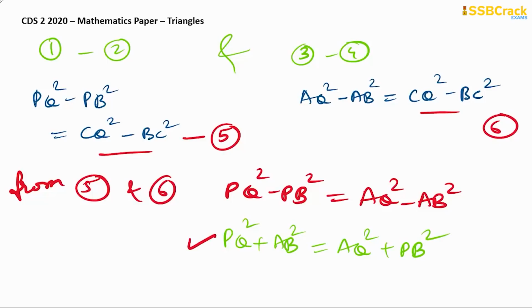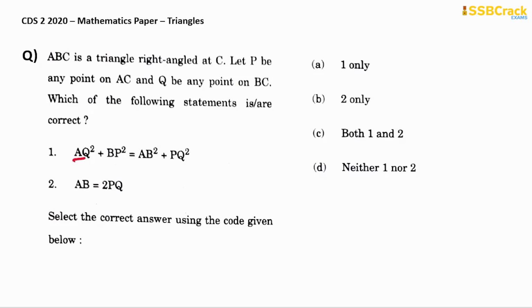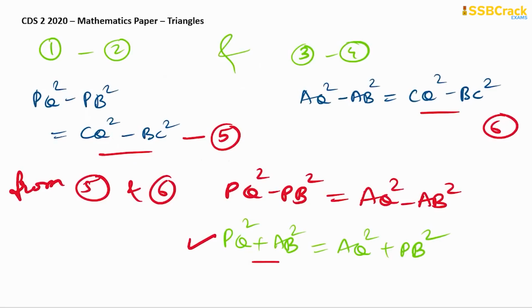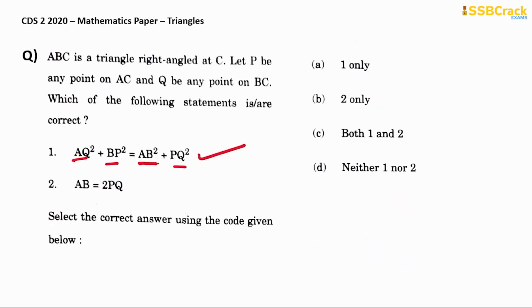So let us now check with the statement in the question. On the left hand side we have AQ square plus BP square, and on the other side we have AB square and PQ square, which means we got this statement correct. So you could see we obtained the correct statement provided in the question, that AQ square plus PB square equals AB square plus PQ square. So hence statement 1 is correct.